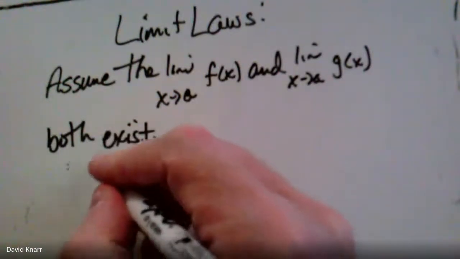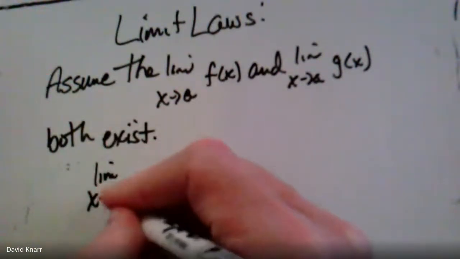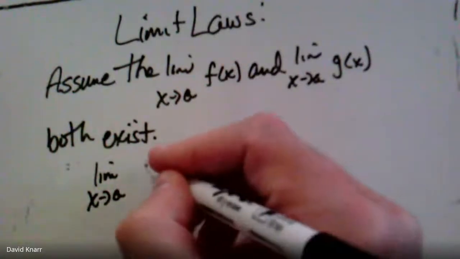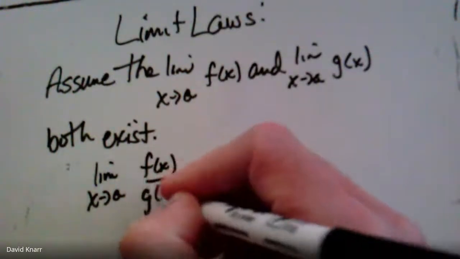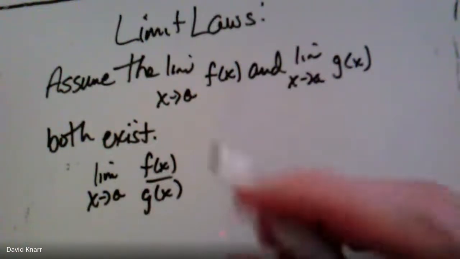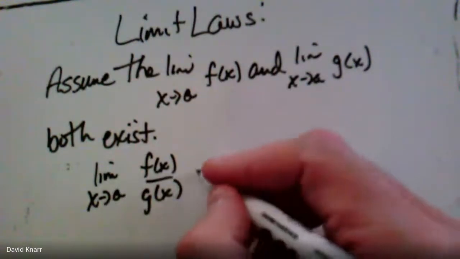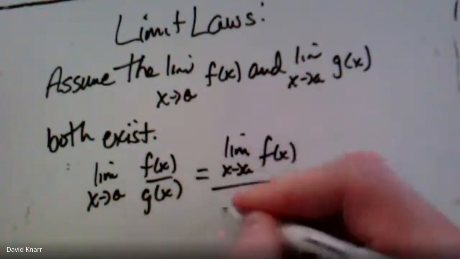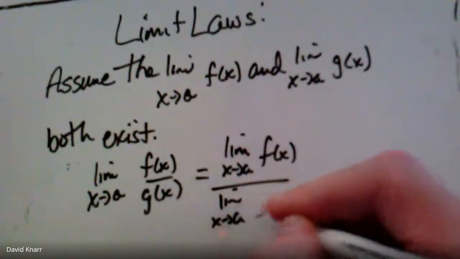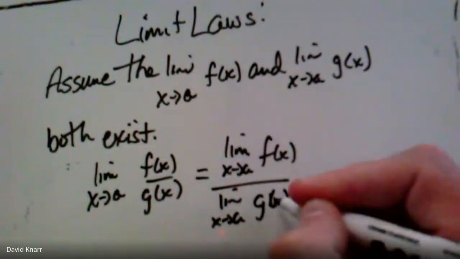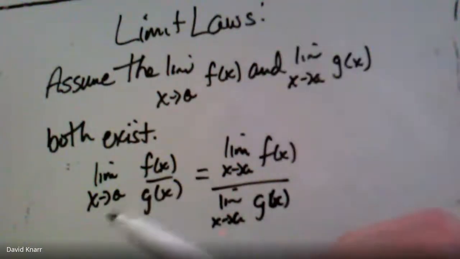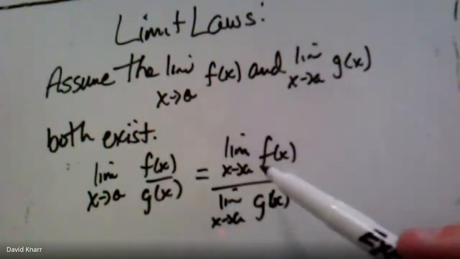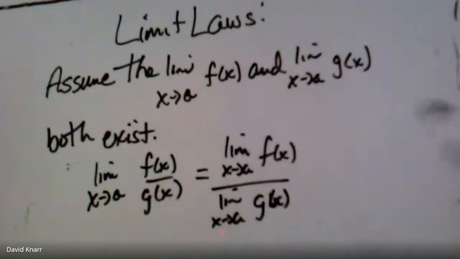The one that we tend to use the most, because of another rule that we're going to talk about later this year, is the quotient. The limit as x goes to a of f of x over g of x is the limit as x goes to a of f of x divided by the limit as x goes to a of g of x. The limit of a quotient is the quotient of the limits. This one we tend to use a lot, but all of them we will use at some point or another.